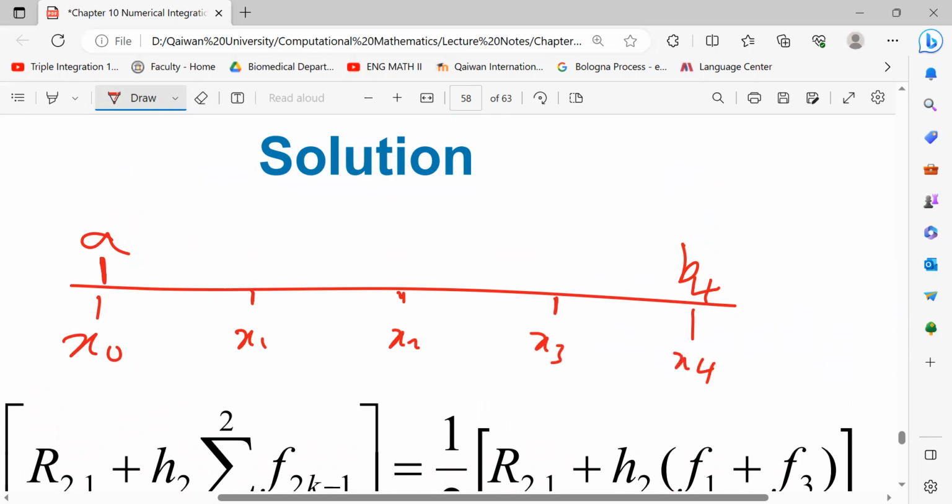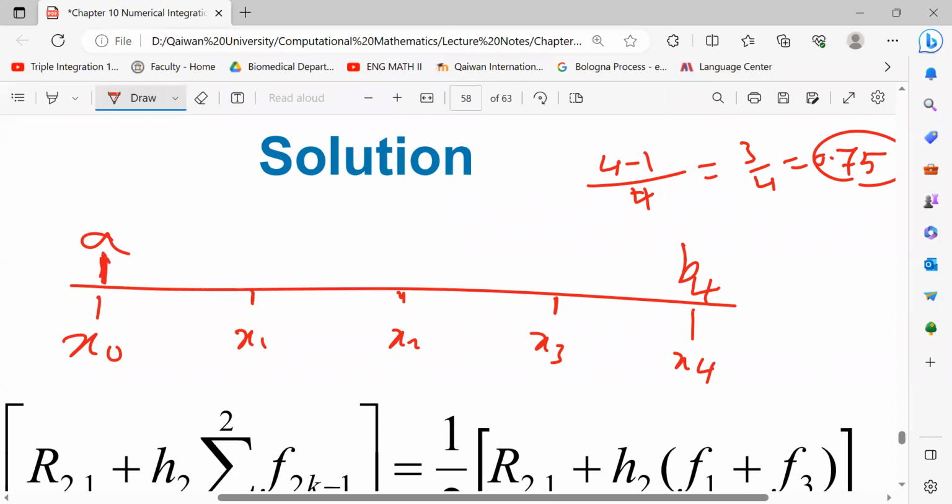How do we get the step size? This is 1 and 4. We subtract them and divide by the number of subintervals. We say 4 minus 1 over the number of subintervals, which is 4. It's 3 over 4, that's 0.75. That means this is our step size.